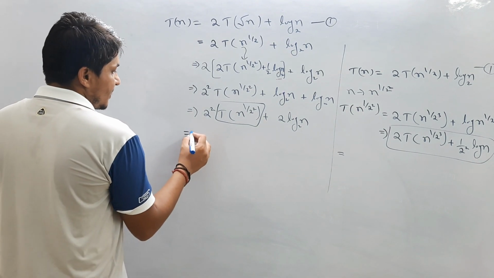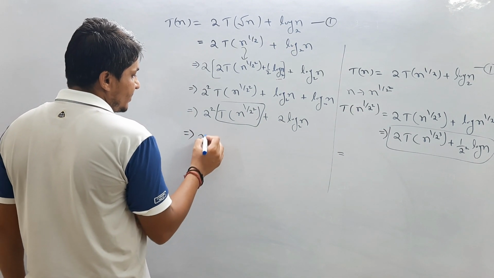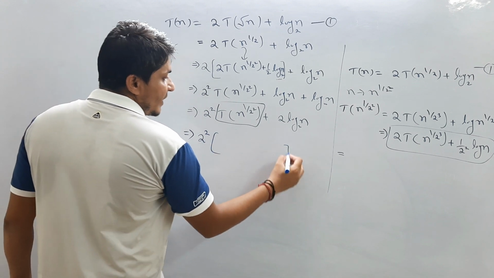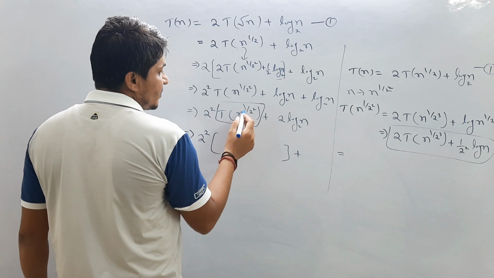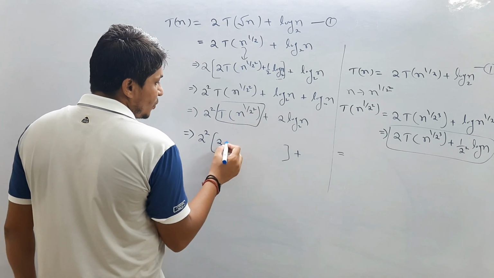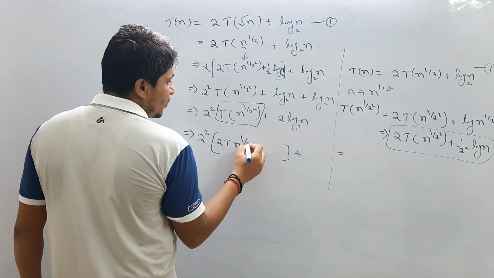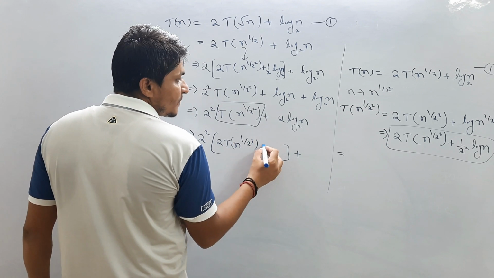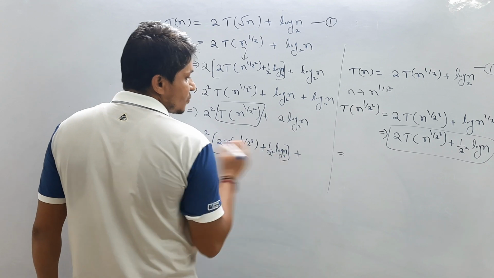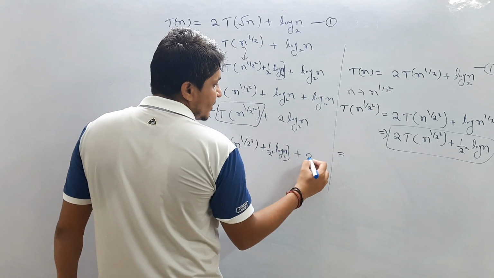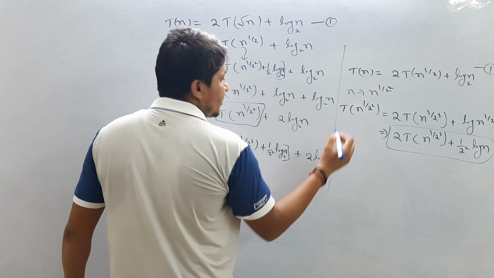So let us simply substitute in this equation. 2 square will be as it is. Now the value for this particular T of n raised to power 1 upon 2 square is what? 2T of n raised to power 1 upon 2 cube plus 1 upon 2 square log n base 2. So now this 2 log base 2 n is already there.